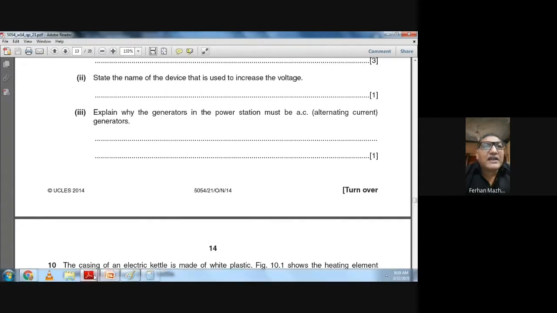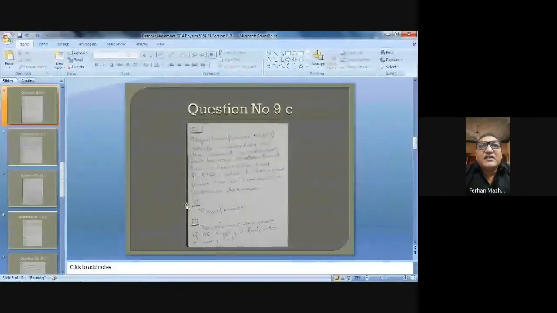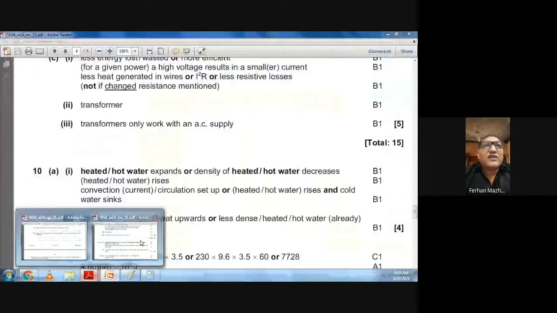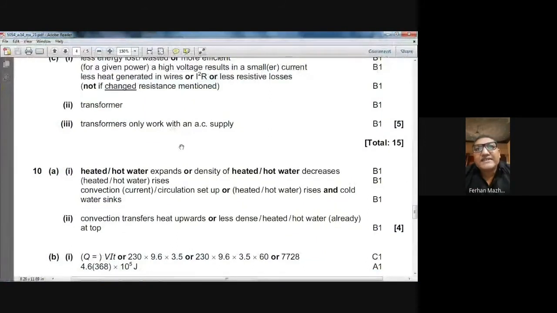Let me show you my answer. I have written here: the transformer can work if AC supply is fed into the primary coil of the transformer. Let me show you the marking scheme as well. Transformer only works with an AC supply. It's a 1-mark question. So my dear students, that was question number 11.